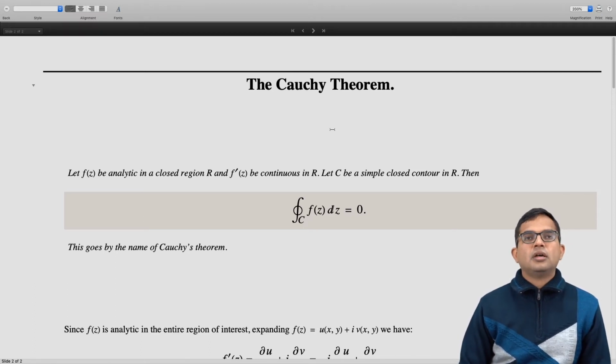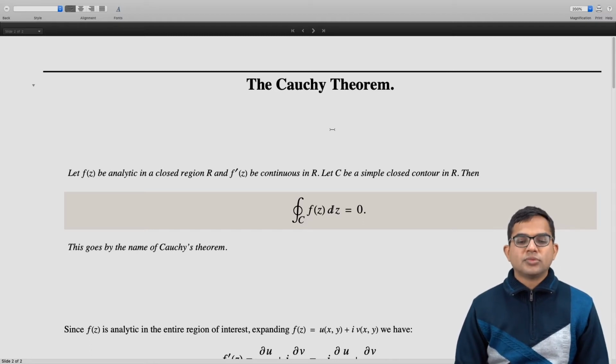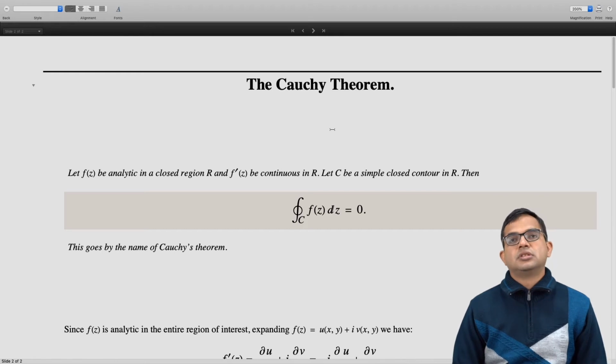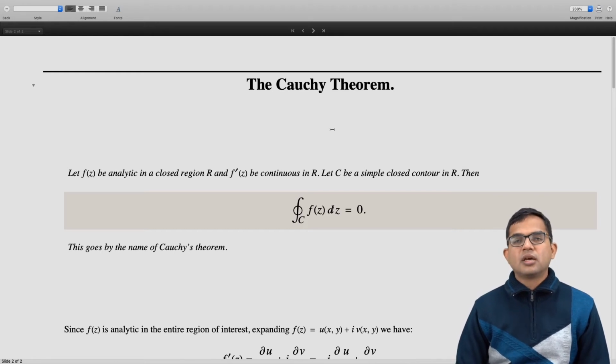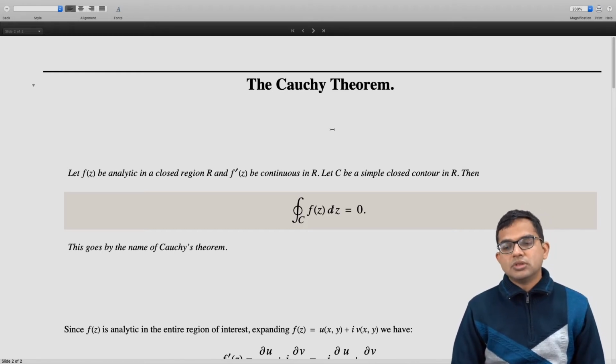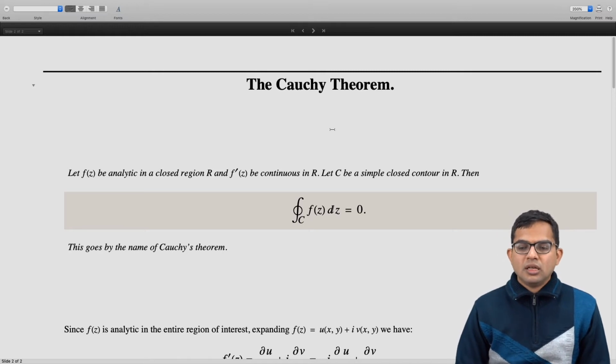Okay, so the Cauchy theorem is fairly straightforward to state. If f(z) is analytic in some closed region R and f'(z) is continuous in R, and let C be a simple closed contour in R, then the contour integral of f(z) dz is equal to 0.